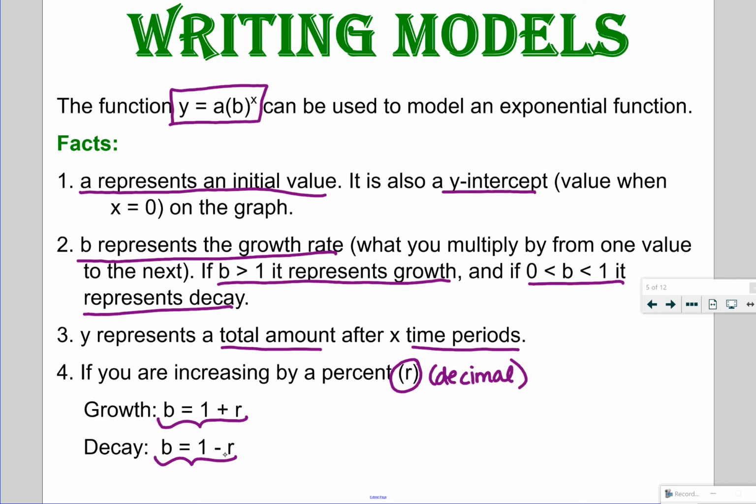Okay, so make sure you have this written in your notes. A is starting amount, initial value, y-intercept, which is when x is 0. B is the growth rate. It's got to be bigger than 1 if it's growing, between 0 and 1 if it's decaying, and B is really what you're multiplying by from one term to the next, and we'll see that in a second. Y is a total amount, X time periods, and then there's a little hint to calculate the B if you're not sure if something's growing or decreasing by a percentage.